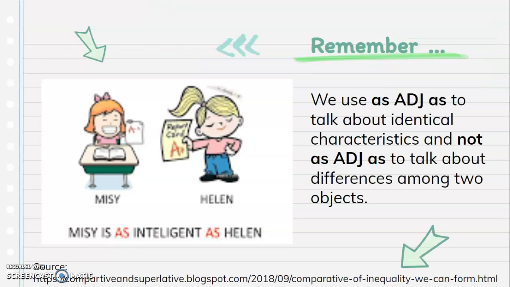Remember, when we want to compare identical situations, we use as, the adjective, and as. When we want to talk about differences among two objects, we use not, as, the adjective, and as.